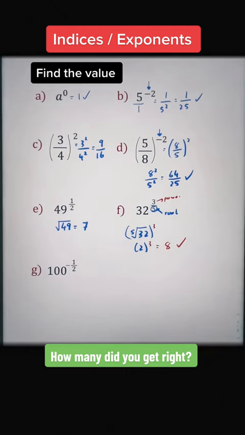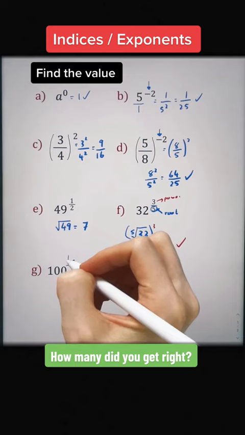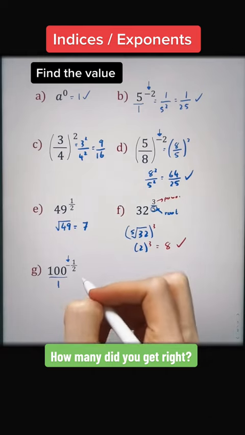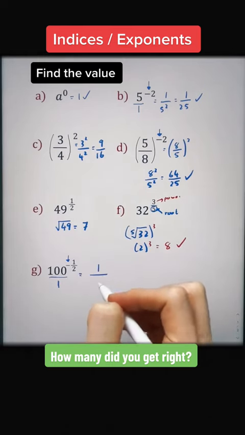For question G, we have 100 to the power negative a half. Again, because we've got a negative power, we must deal with the negative power first. Negative power means the reciprocal. As it's not already a fraction, we know 100 is the same as 100 over 1. Hence, the negative power means we turn it upside down. So we have 1 over 100 to the power of half.